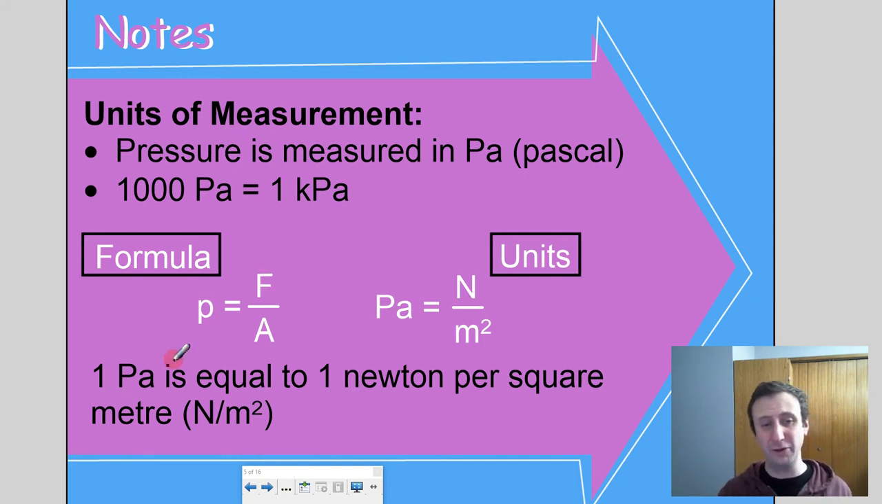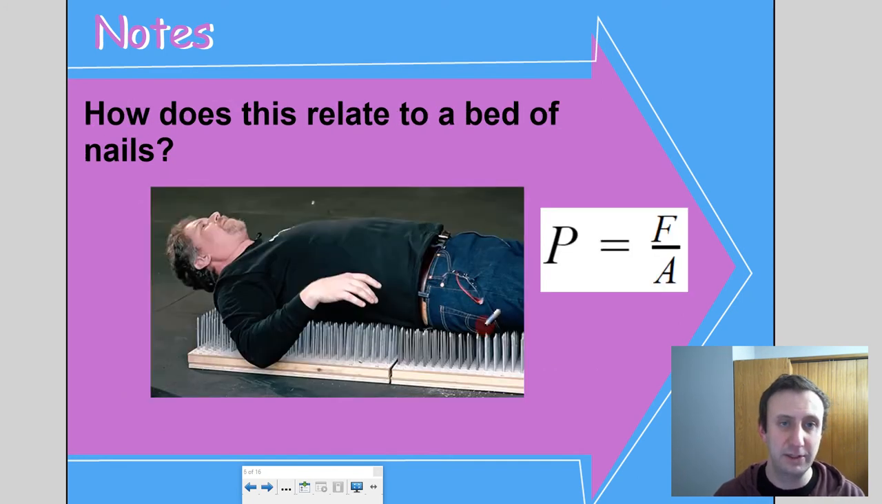So pascal's a little bit of a fancy unit where it is simplifying other units in order for it just to be a little bit easier to write. So instead of writing Newton per meter squared, it's a lot easier to write just Pa, right, for Pascal. So how does this relate to a bed of nails? I think this is quite interesting.